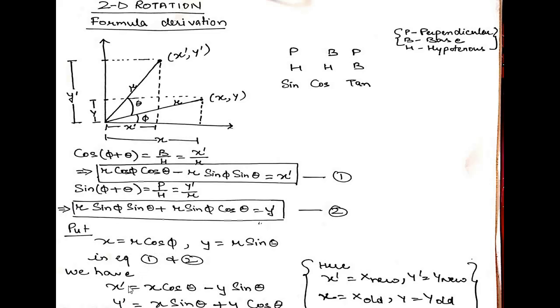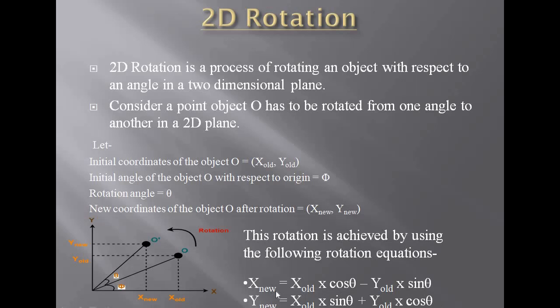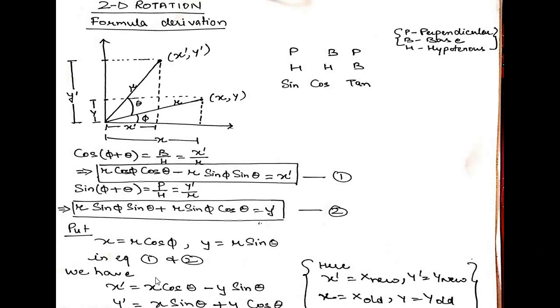You will get a simple equation, that is x bar is equal to x cos theta minus y sin theta. Y bar is equal to x sin theta plus y cos theta. Here x bar is your x new, y bar is your y new, and x is your x old, and y is equal to y old. This is your x new, that is x bar, x old multiplied by cos theta, then minus y old multiplied by sin theta. Here is that equation after derivation.